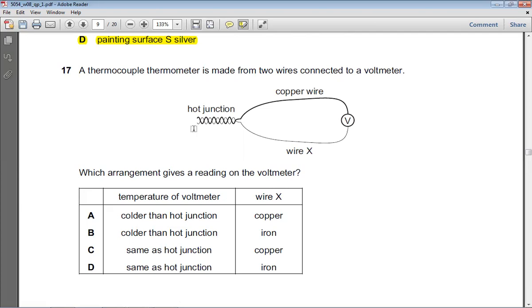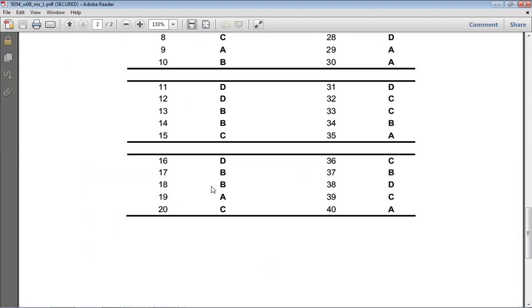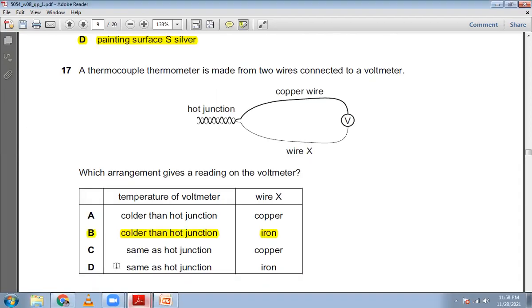Wire X: you see both the wires, one of the wires, as already shown in the diagram, is made of copper. The wire X should be a different metal other than copper, so it should be iron, and the other junction should be cold than the hot junction. So I think B is the right option. Question number 17, B is the right option, sir.